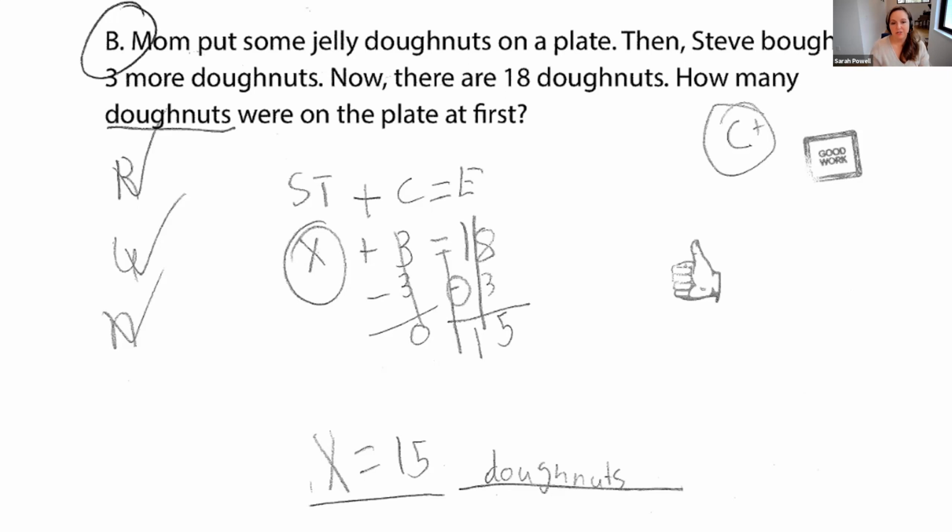So here the equation that the student set up was x plus 3 equals 18. And if you think about that, that represents exactly what is going on in this story. We don't know how many jelly donuts there were, and then we bought 3 more, and now there's 18.